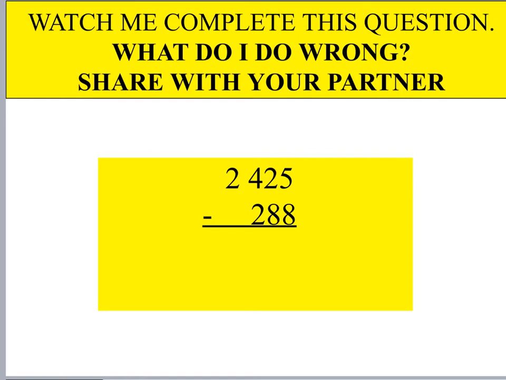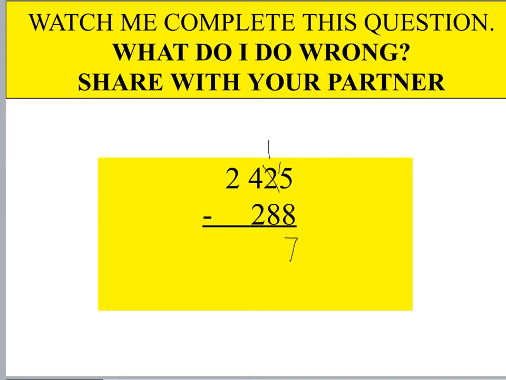Okay, 5 take away 8. I can't do that, so I go next door. I cross that out and I make it a 1. And then I put the one that I took here. Now I have 15 take away 8. That gives me 7. Now I move to the tens column and I have 1 take away 8.